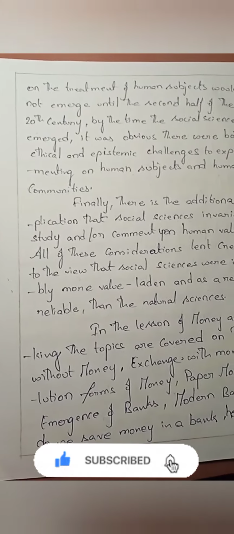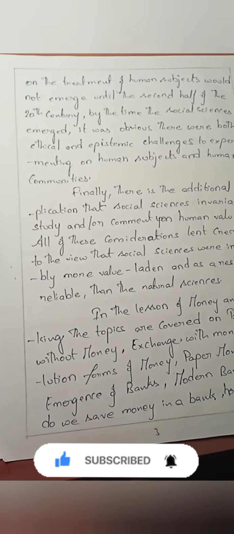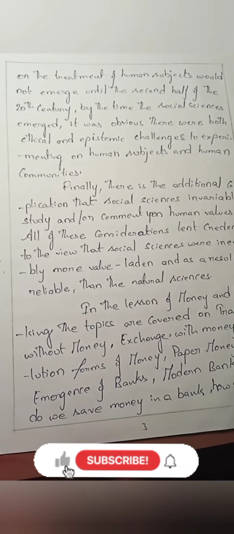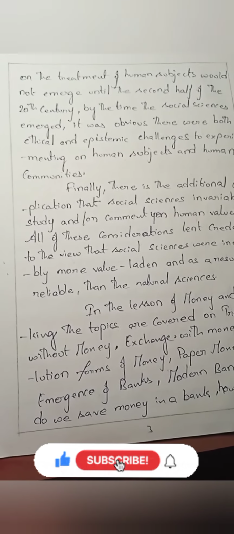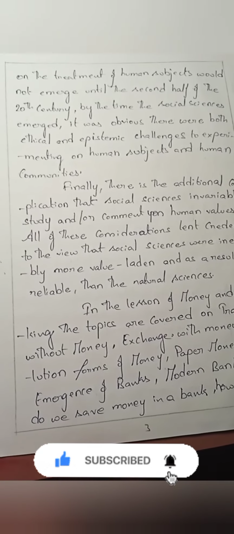Third, although formal rules on the treatment of human subjects would not emerge until the second half of the 20th century, by the time the social sciences emerged, it was obvious there were both ethical and epistemic challenges to experimenting on human subjects and human communities.